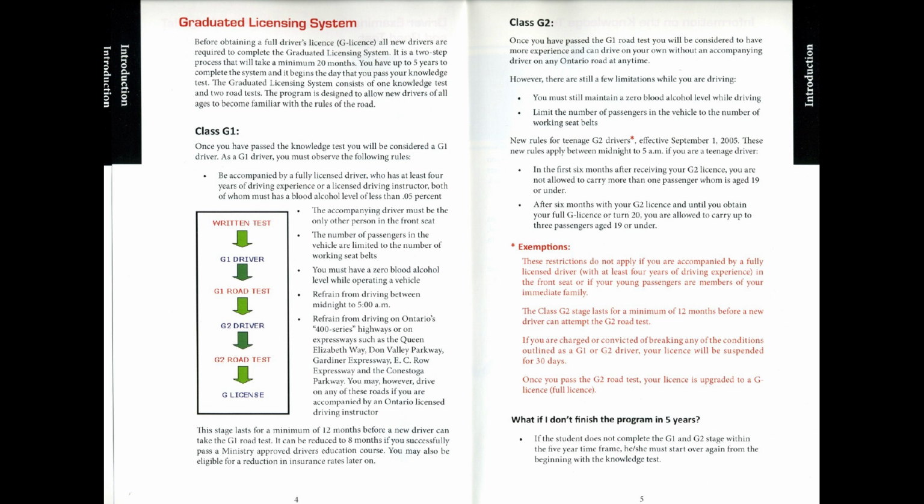New rules for teenage G2 drivers, effective September 1, 2005. These new rules apply between 5 a.m. and midnight. If you are a teenage driver, in the first 6 months after receiving your G2 license, you are not allowed to carry more than one passenger who is aged 19 or under. After 6 months with your G2 license and until you obtain your full G license or turn 20, you are allowed to carry up to 3 passengers aged 19 and under.